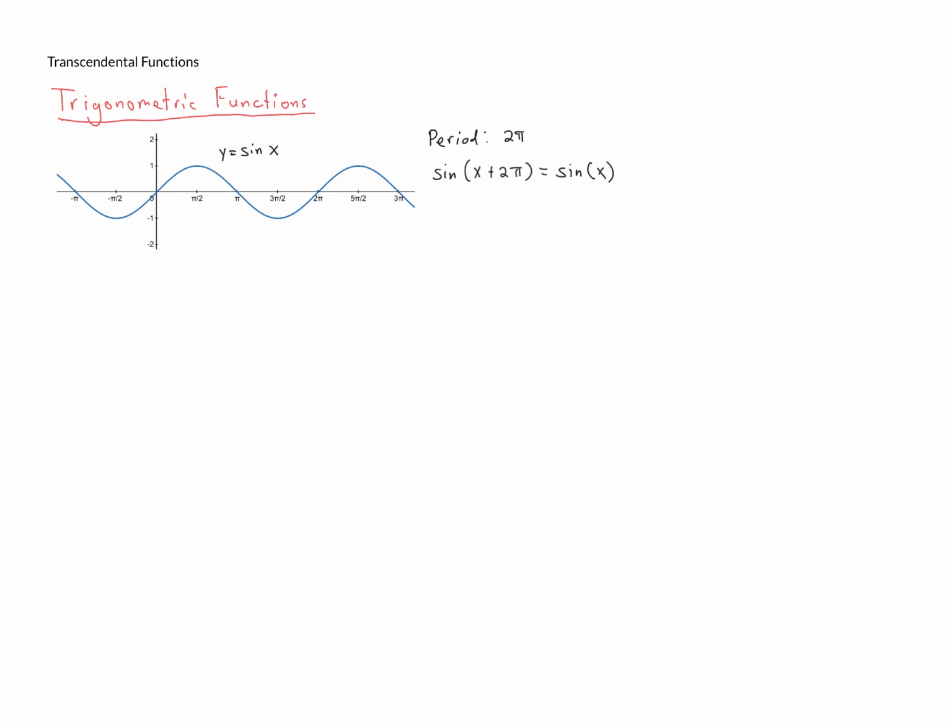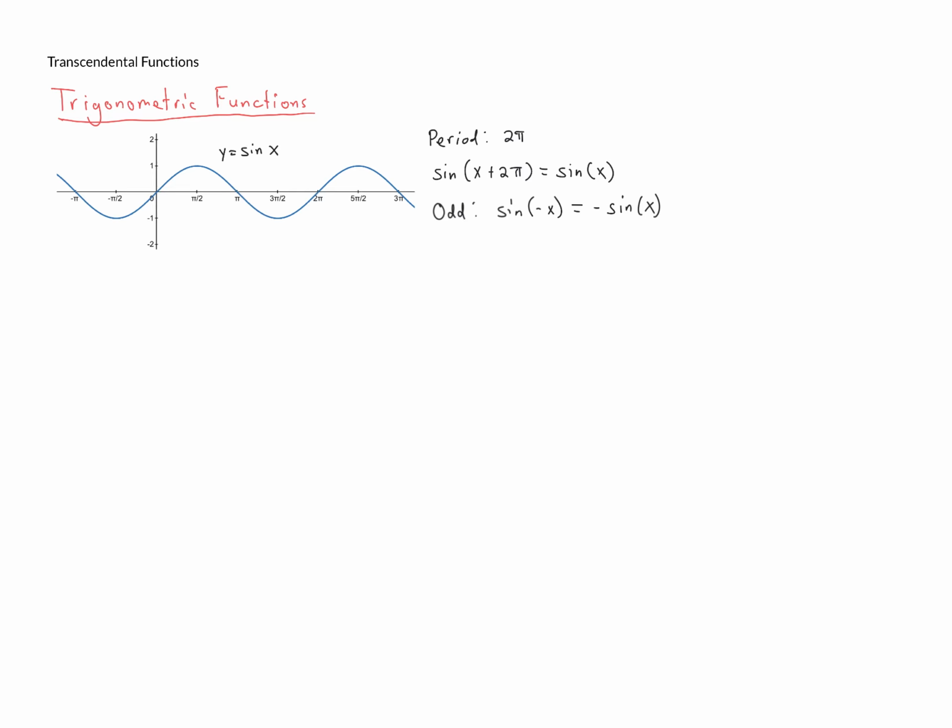Another thing we can note about the sine function is that it is an odd function. We can see it is symmetric about the origin. If we were to take this and flip it 180 degrees, we would get the same graph. And so because it's an odd function, that means that sine of the opposite of x is equal to the opposite of sine of x. So just by looking at the graph of this function, we can come out with a couple of identities involving the sine function.